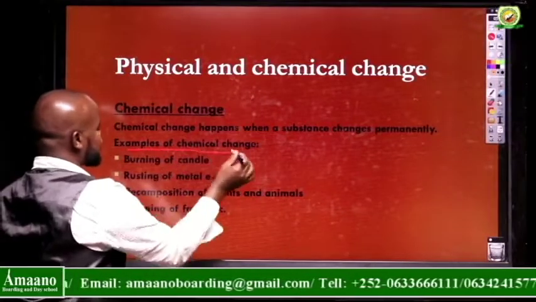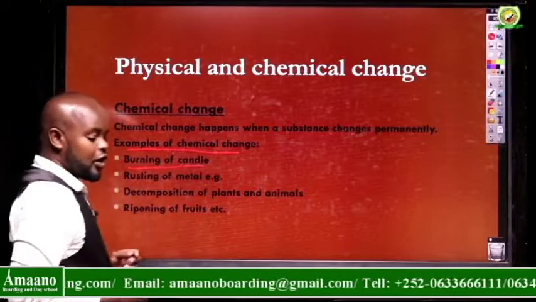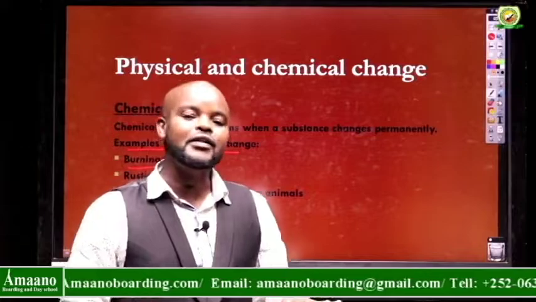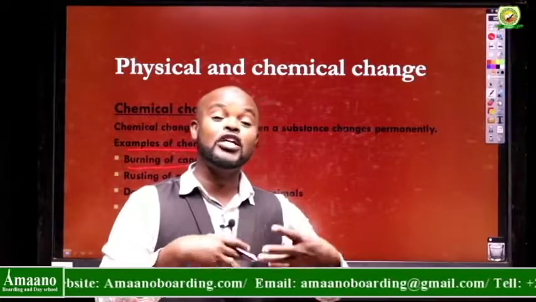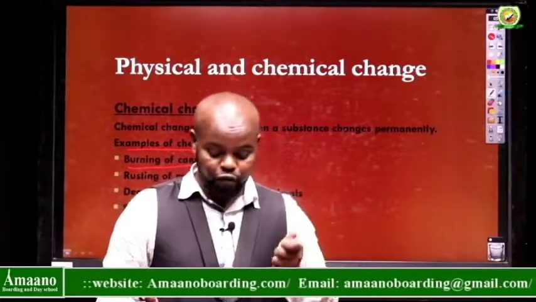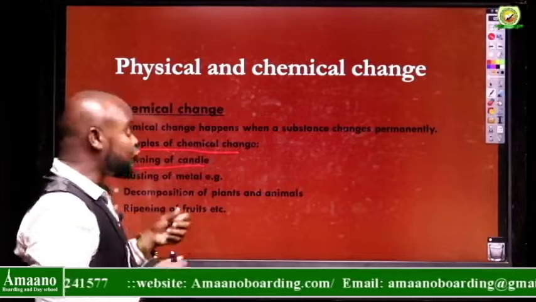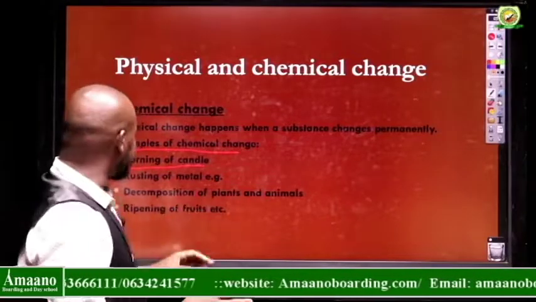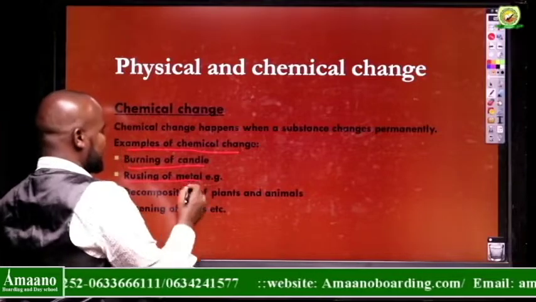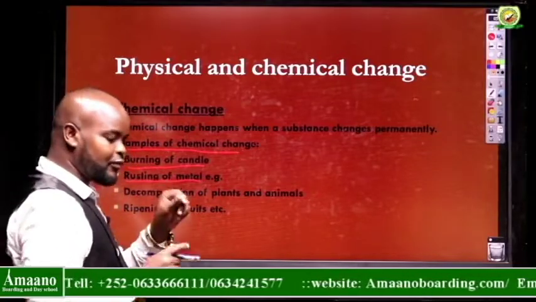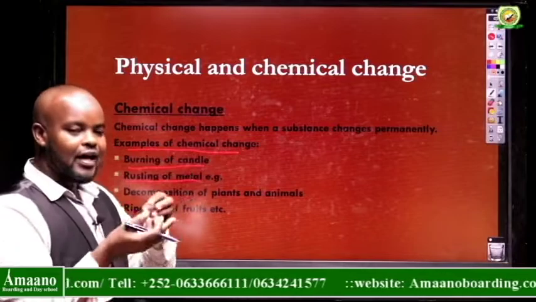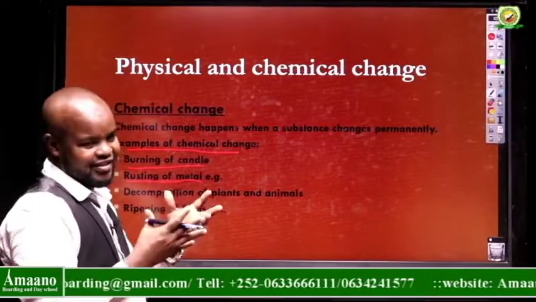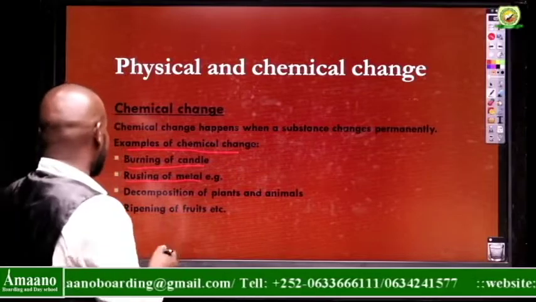Examples of chemical changes include burning of a candle. If you buy a small candle and you burn it, that candle will completely disappear. Now it is changed into totally different stuff. If you burn a paper, that paper will turn into ash. Totally different stuff. Rusting of a metal, right? For example, if you left a metal outside and sometimes maybe some water touches it, it will change, it will rust, it will have different stuff.